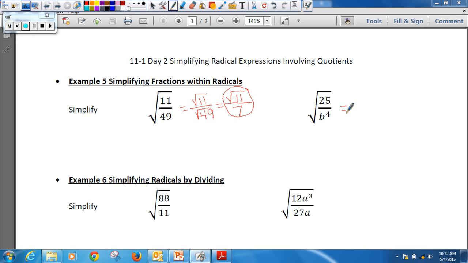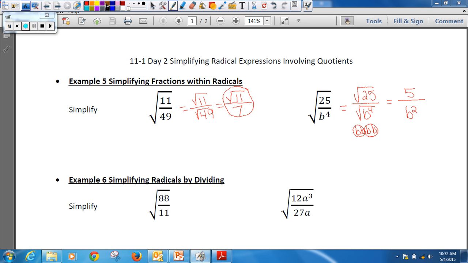Our second one here, we have the square root of 25 over the square root of b to the 4th. Square root of 25 is 5. And yesterday we talked about how that tells you how many b's or how many variables you have, and then they have to have pairs to come out. So the square root of b to the 4th would be b squared.